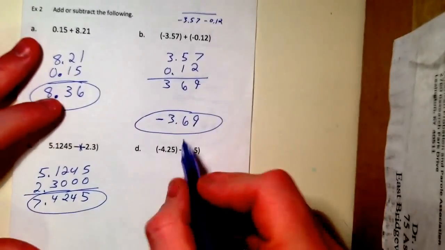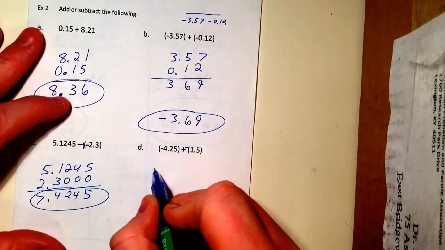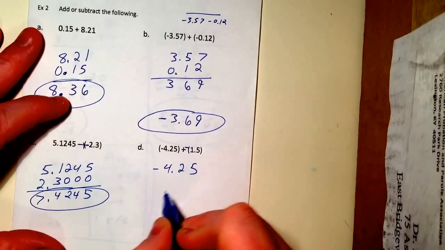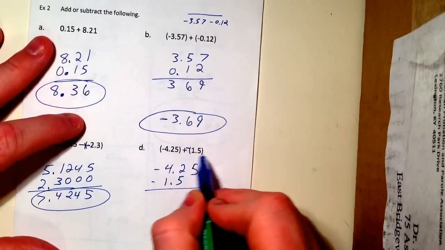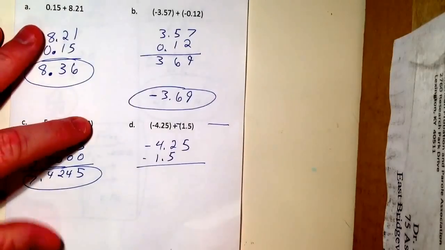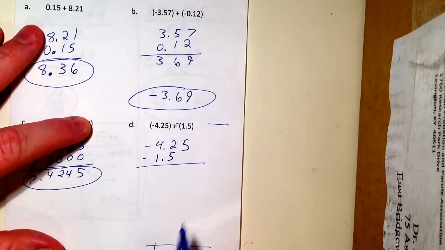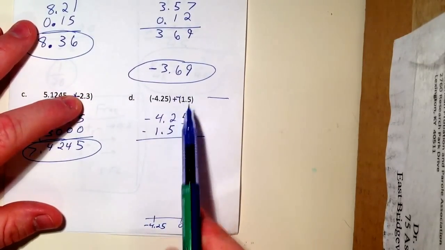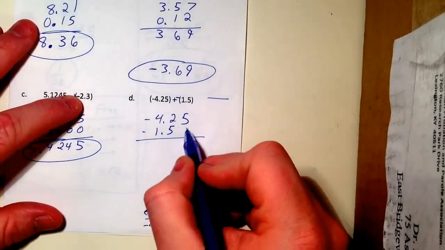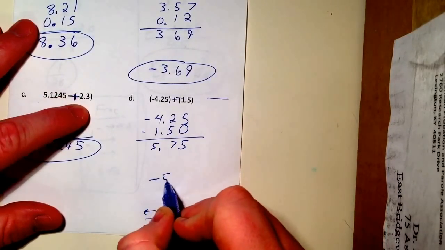Okay. Same idea here. I can change this to plus negative. So negative 4.25 and negative 1.5. Remember, two negatives. Let's look at a number line. If I'm at negative 4.25 and I have another negative 1.5, I'm going to go away from 0. So it's going to become more negative. So I add them up, and I get negative 5.75.